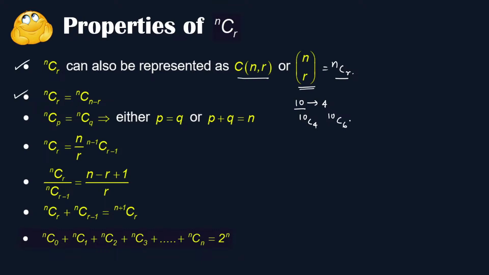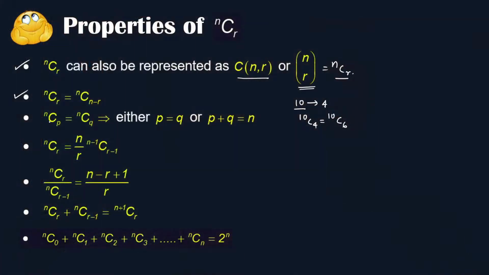And this rejection of 6 people indirectly gives us the selection of 4 people. That is, 10C4 and 10C6 are the same. You can check it mathematically. You can use the formula and check. You are going to get the same thing. But I'm trying to establish this relation logically. Is it clear? So nCr and nC(n minus r) are the same.